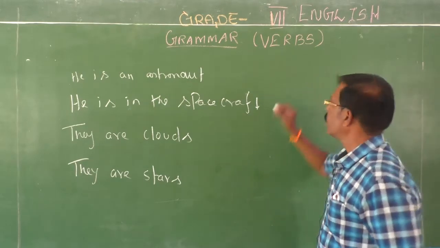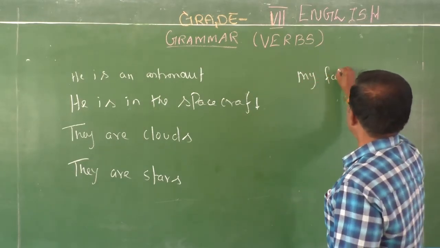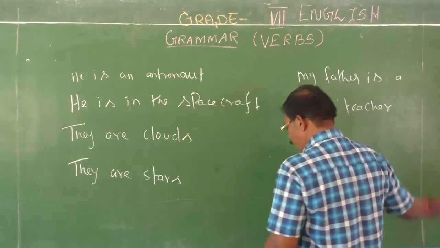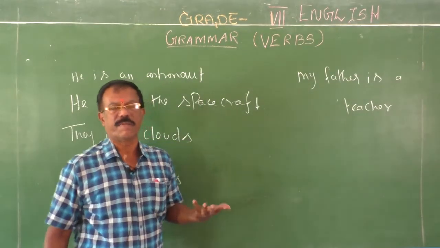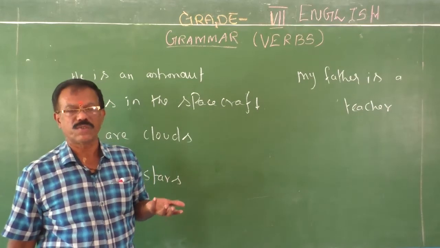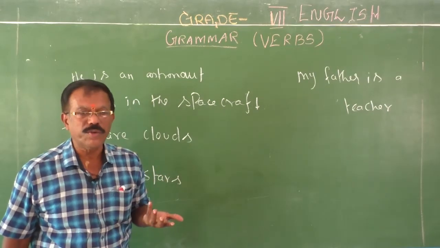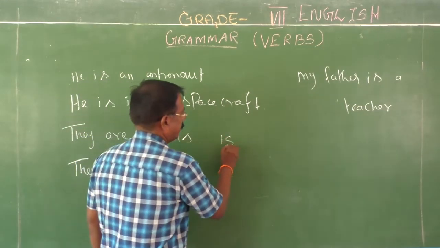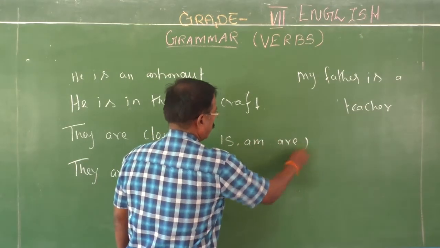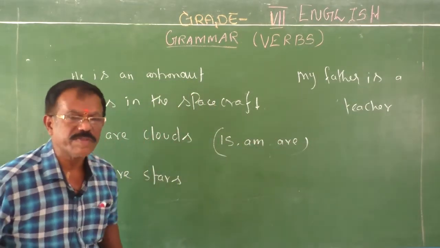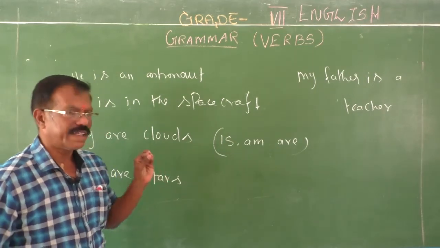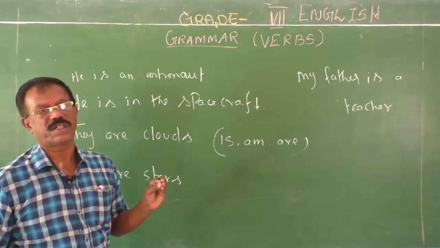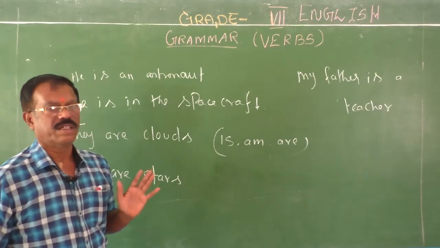What's your father? My father is a teacher. Who is your mother? What's your mother? My mother is a domestic engineer. My mother is a housewife. You can say like that. How old are you? I am 15 years old. I am 16 years old. So, is and are, they are all called verbs. They tell us the position or the status of a person or a thing.